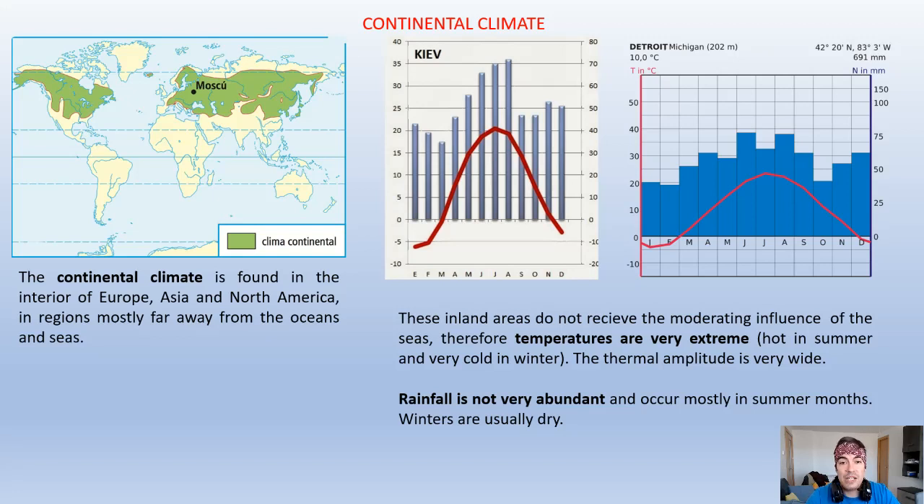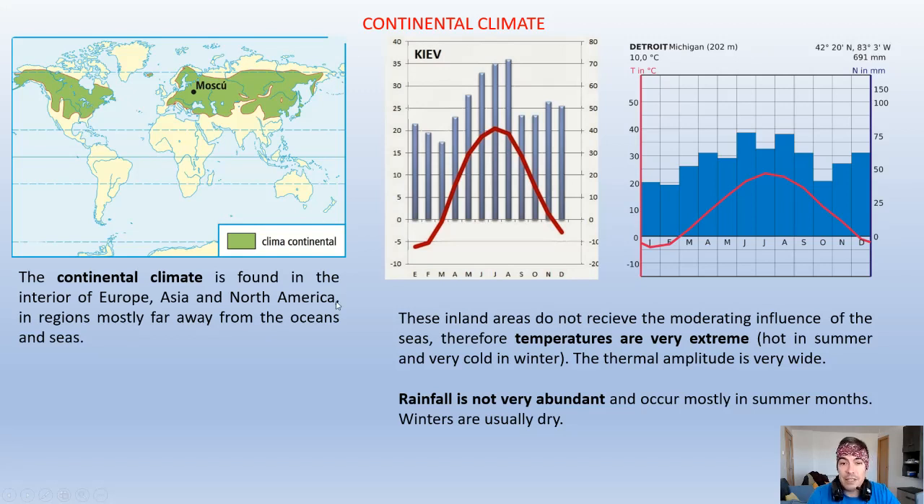Finally, we are going to see the third climate of this unit, which is the continental climate. The continental climate is found in the interior of Europe, Asia, and North America, in all of these regions, which are mostly far away from the oceans and the seas. Here we have two examples, one more time, of continental climate graphs. Okay, this is Kiev, which is the capital of Ukraine, and Detroit, which is in the United States in this point here.